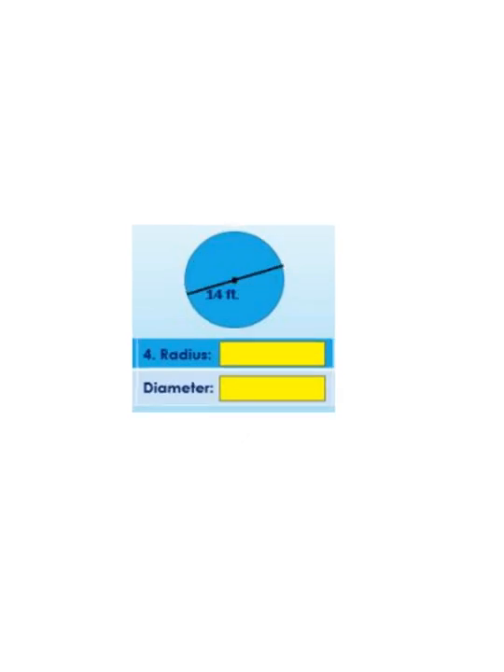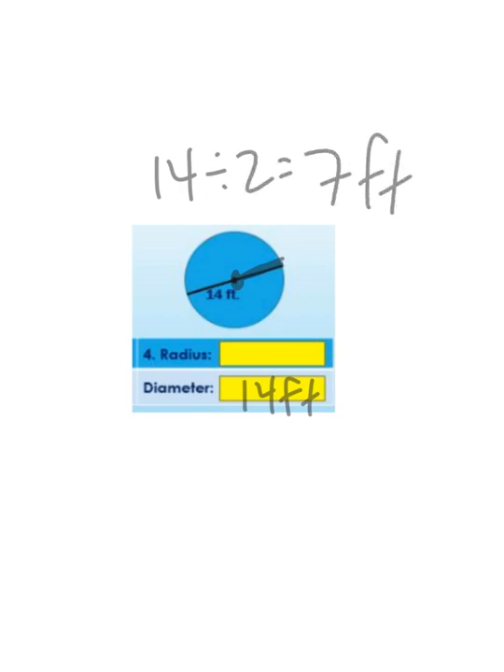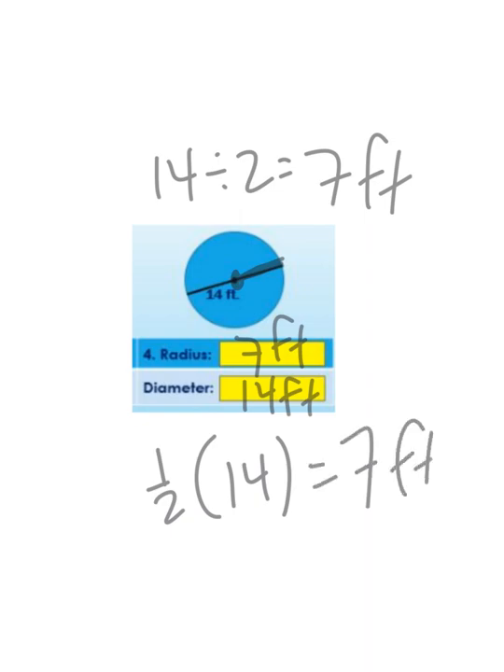One more for practice. All right, so here we're given the diameter. That's 14 feet. All right, in order to find out what just one side of this is, or radius, we'd have to do 14 divided by 2 equals 7 feet. All right, and again, some teachers, some people would prefer multiplying by 1/2, which is fine. Best of luck.